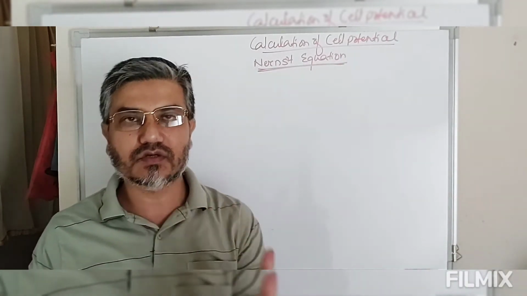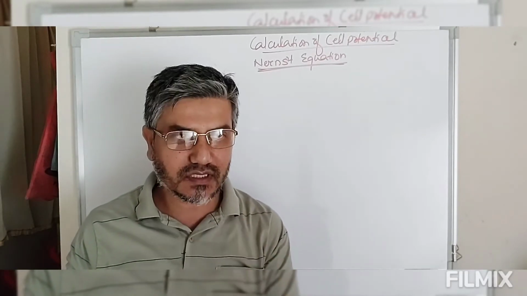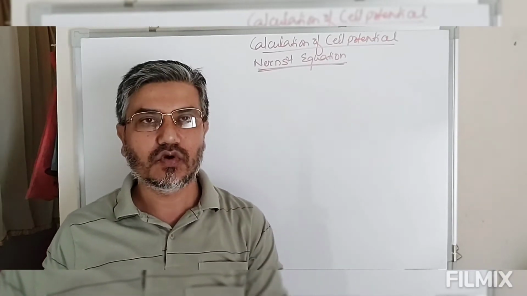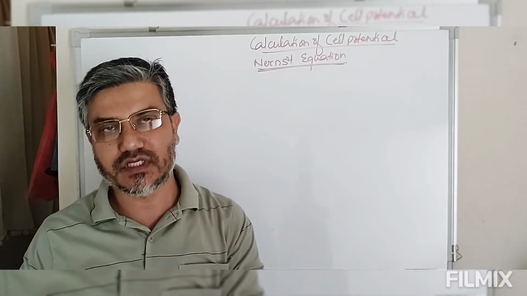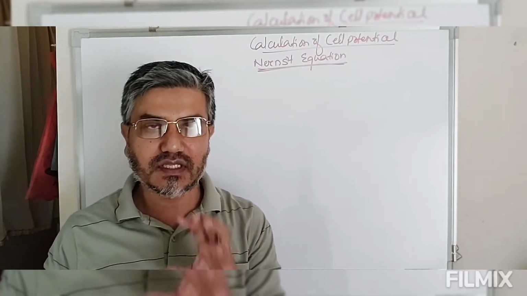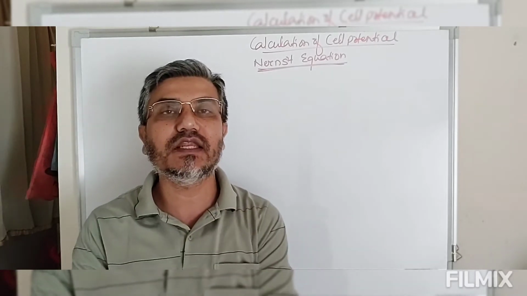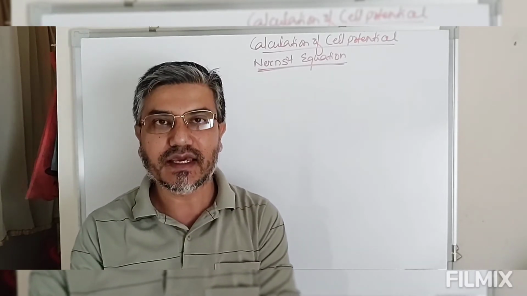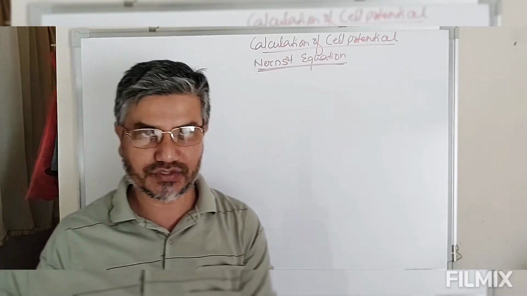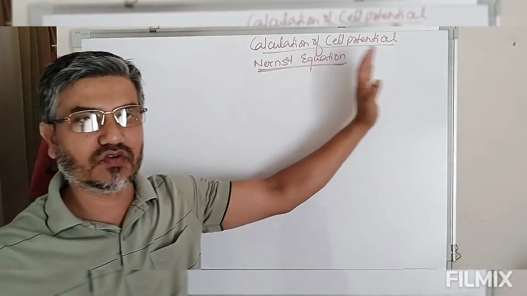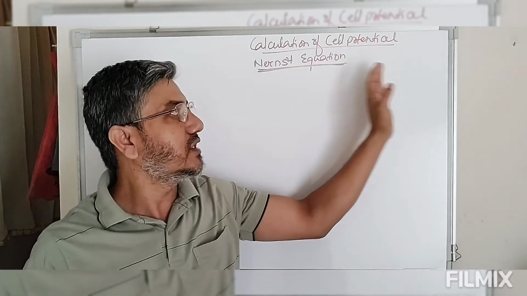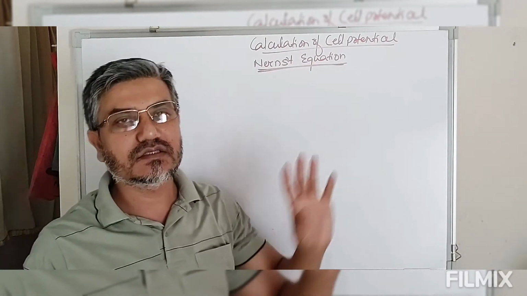The Nernst equation is a mathematical relationship which shows the variation of the cell potential with the concentration of the electrolytes at a given temperature. So how this potential varies with the concentration of electrolytes at a given temperature, that equation is known as the Nernst equation.